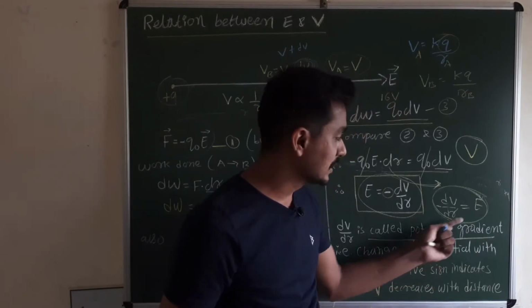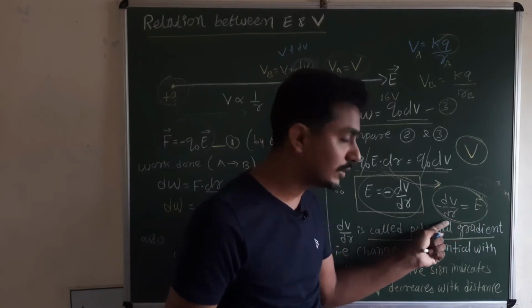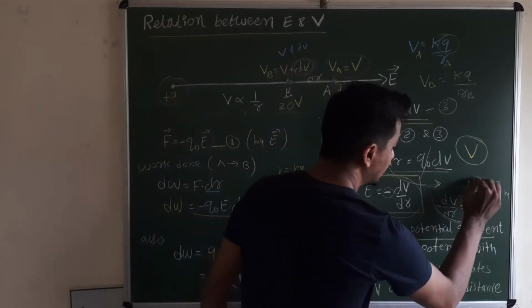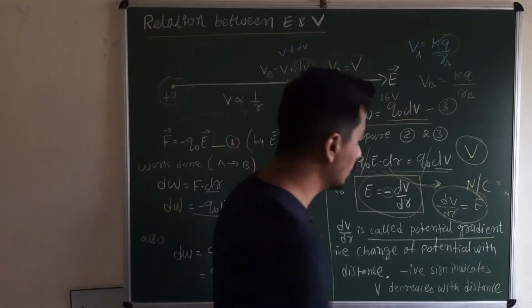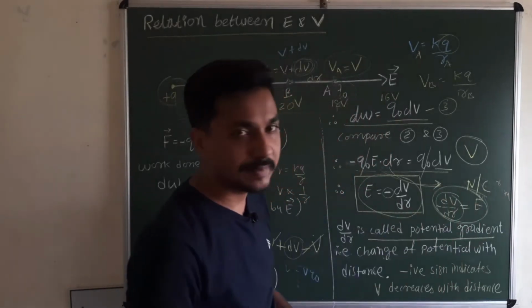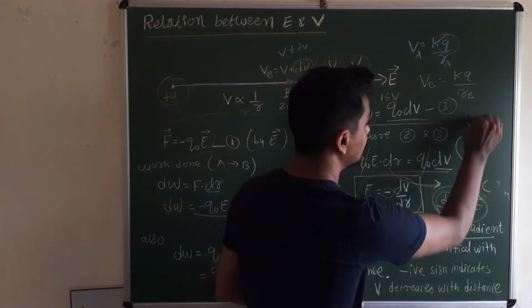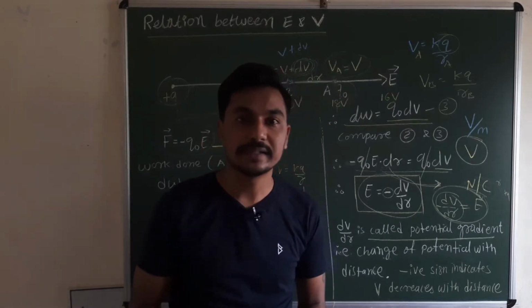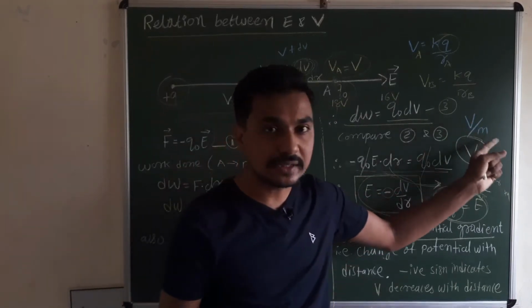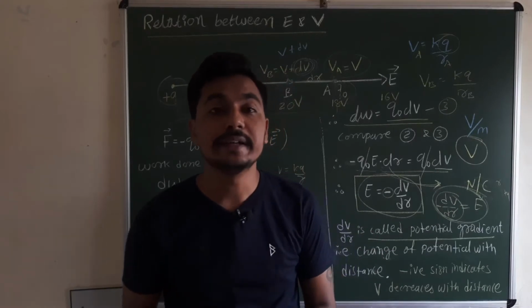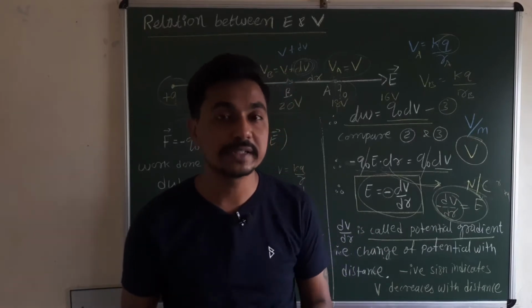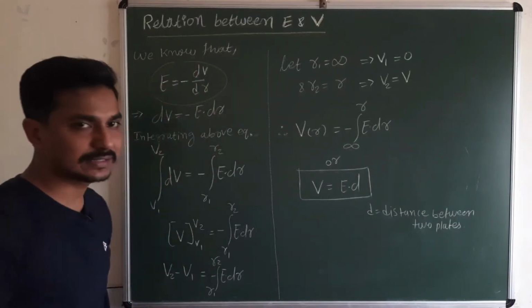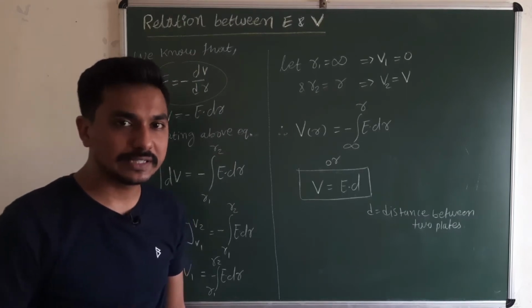And what is the SI unit? Here we have electric field, so the SI unit of this quantity should be the same as the electric field, that is either Newton per coulomb or volt per meter. The SI unit of volt is V and the SI unit of distance is meter. So the SI unit of dV by dr, that is the potential gradient, is volt per meter or Newton per coulomb, and it is a vector quantity. Keep this in mind. So in the first equation we have obtained that E is equal to minus dV by dr. What does this indicate?